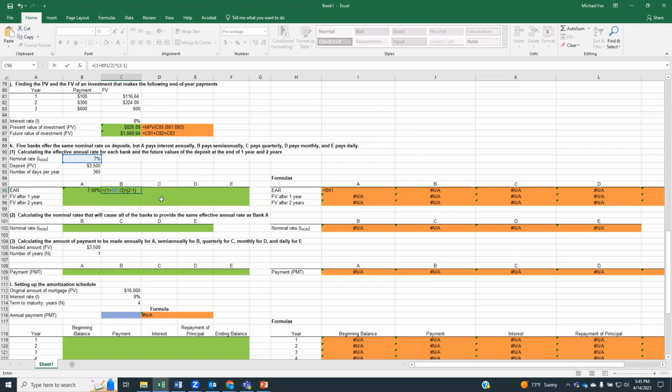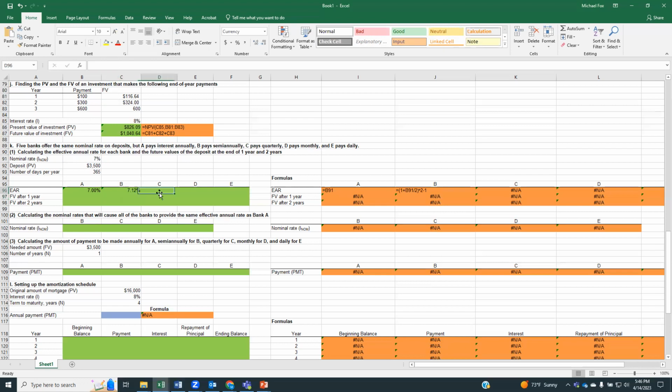So that is going to be, oh, that's not right. Oh yeah, we don't want to put this in parentheses, sorry. There we go. So 7%, but compounded semi-annually gives you an effective annualized rate of 7.12.